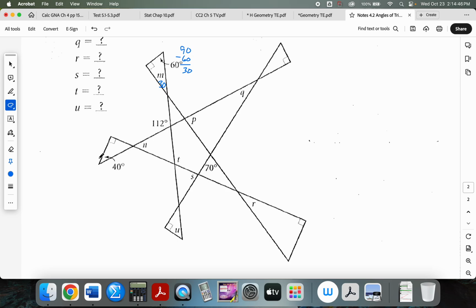I can do the same thing down here on this right triangle. I have the acute angle. All I have to do is 90 minus 40 is 50 to find that this angle is 50. And its vertical angle, N, is also 50 then.